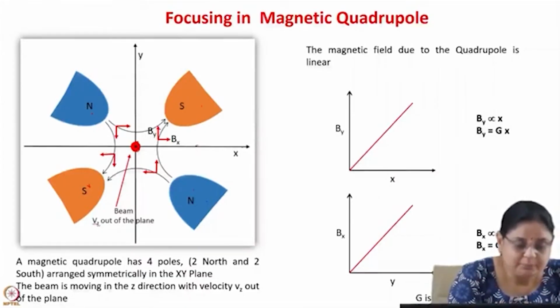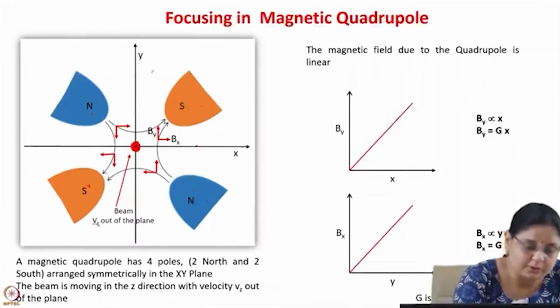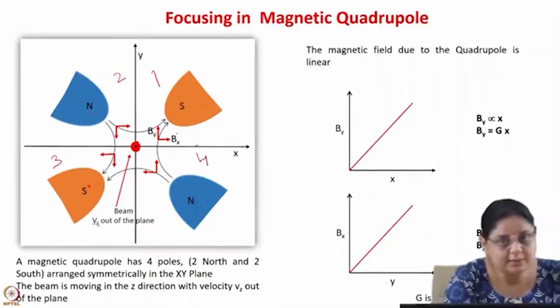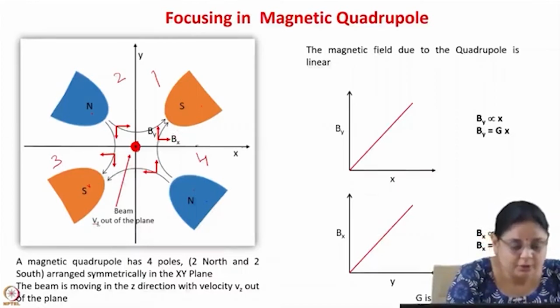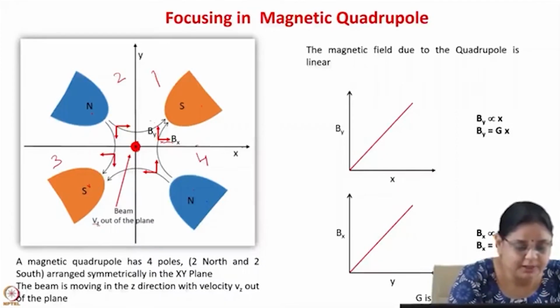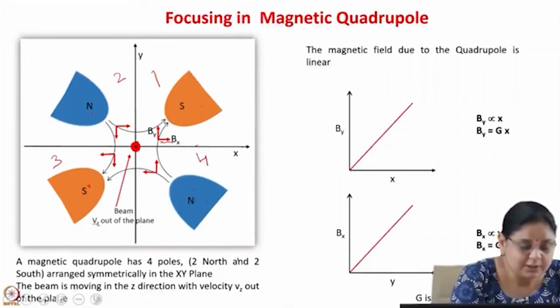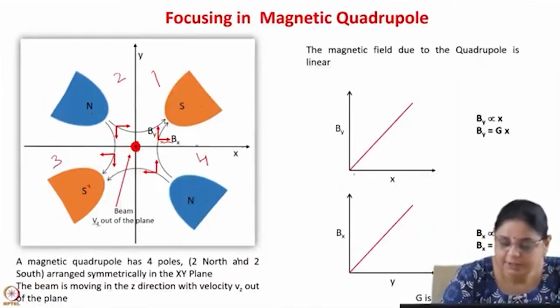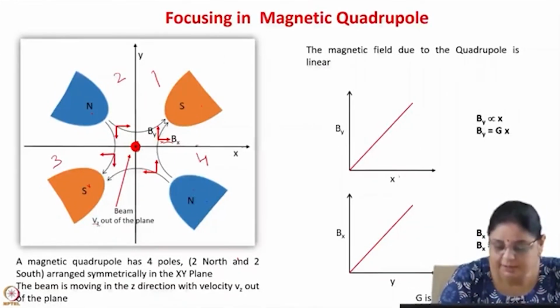Now let us see the fields. We can resolve the magnetic fields in each of these 4 quadrants. This is the first quadrant, this is the second quadrant, this is the third quadrant, and this is the fourth quadrant. In each of the 4 quadrants, we can resolve this magnetic field in the X and Y direction for simplicity. In the first quadrant, the magnetic field is in the positive X direction and in the positive Y direction. In the second quadrant it is in the negative X direction and negative Y direction, and so on. Also, if you see the variation of magnetic field By with X, it is linear.